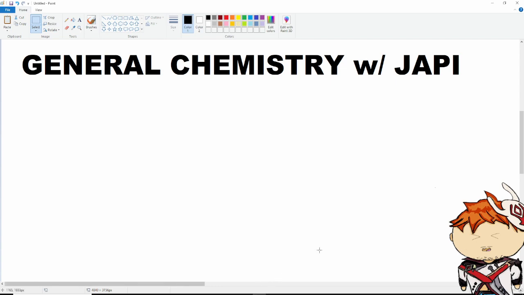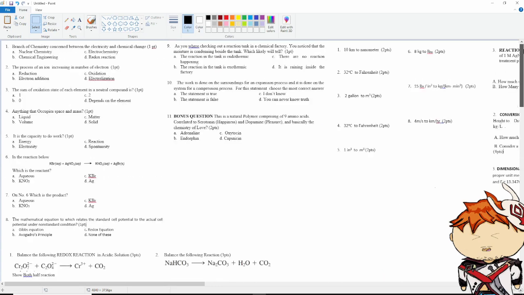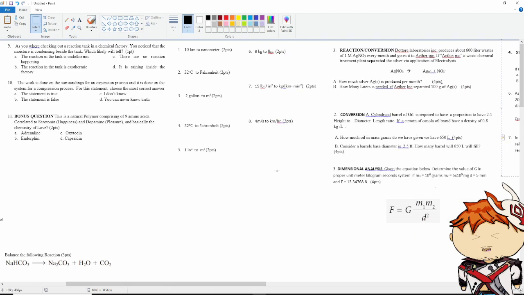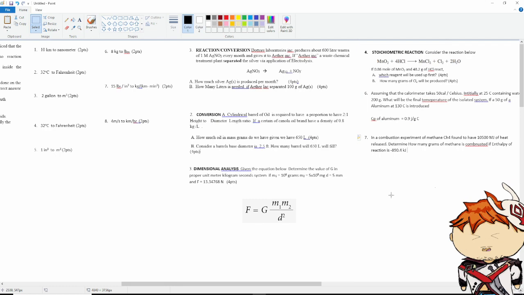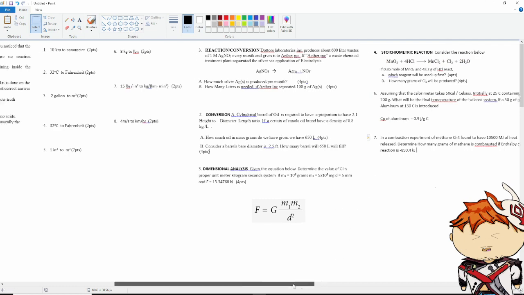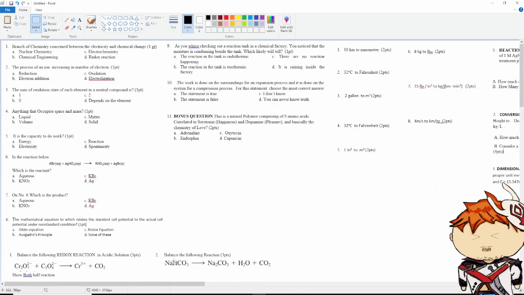Mr. Sender sent us activities. We have a lot of questions here concerning reactions, redox. There seem to be some ideas here: some biology, conversion, dimensional analysis, stoichiometric reaction. So there's a lot here. This seems to be basic chemistry. So for today, we're going to be answering this activity. Seems like a quiz.